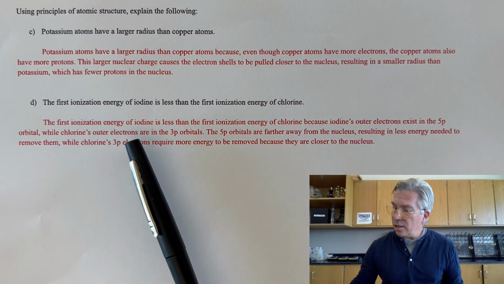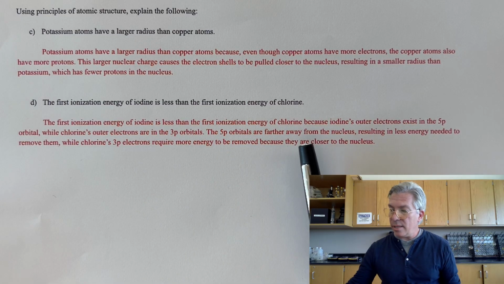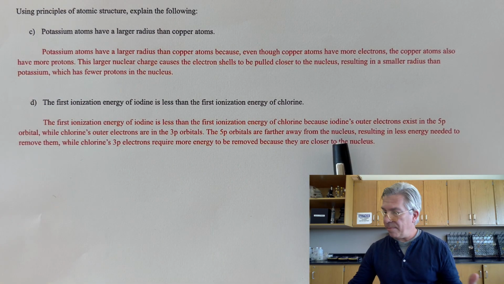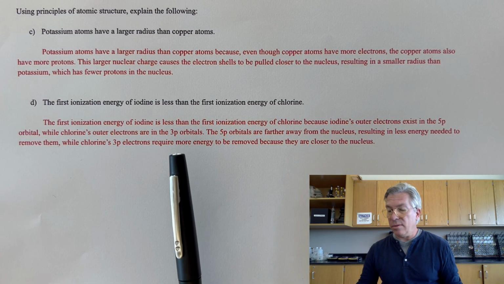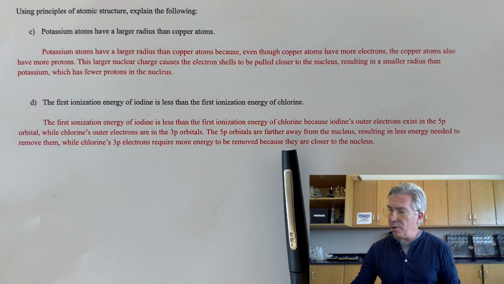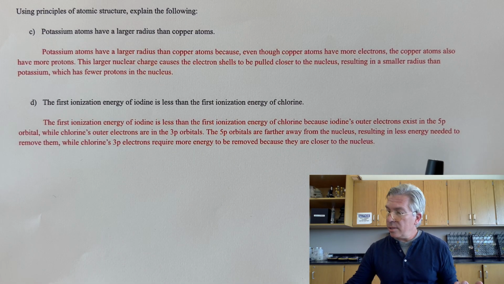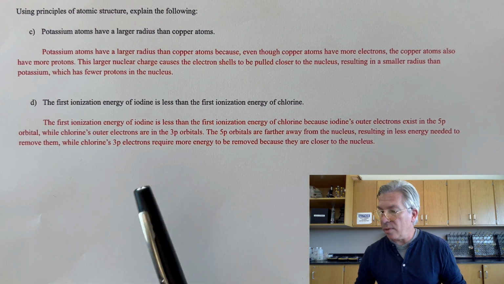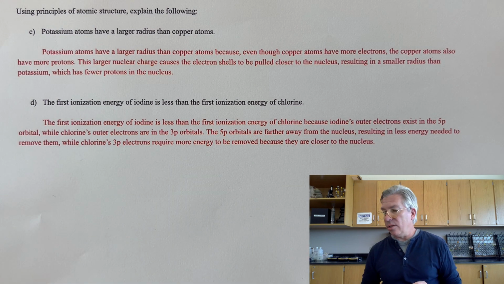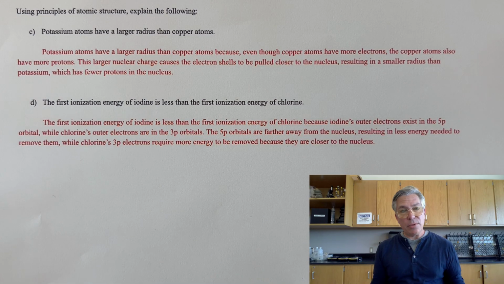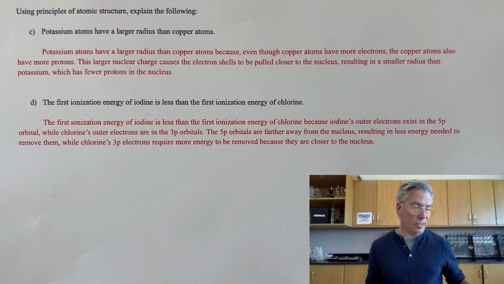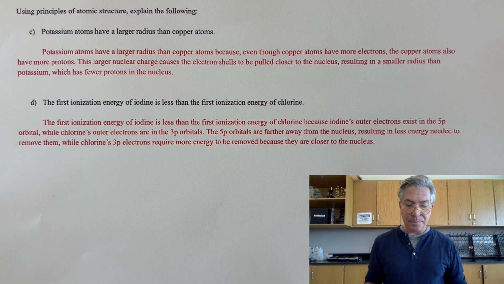The first ionization energy of iodine is less than the first ionization energy of chlorine. Again, I restated it because iodine's outer electrons exist in the 5p orbital, while chlorine's outer electrons are in the 3p orbitals. The 5p orbitals are farther away from the nucleus, resulting in less energy needed to remove them, while chlorine's 3p electrons require more energy to be removed because they are closer to the nucleus. So again, mention both. Don't use their positions to justify their periodicity.